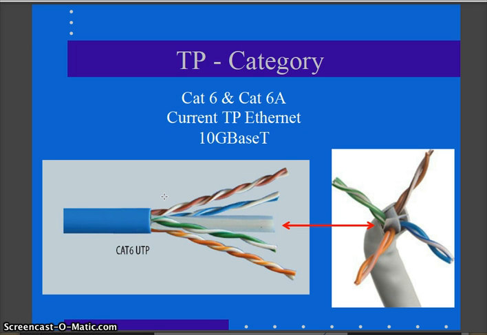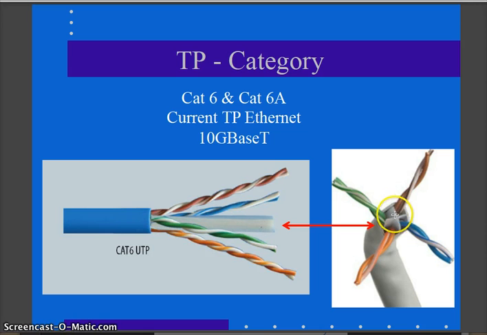As we move into 6 and 6A, which is probably what newer networks are putting in right now, or the future of upgrade for folks that are looking to upgrade in a few years. Category 6 able to handle 10 gigabit, and one of the reasons is there is a plastic divider here in the middle that, if I look at it this way from the end, it's kind of like a plastic plus sign.